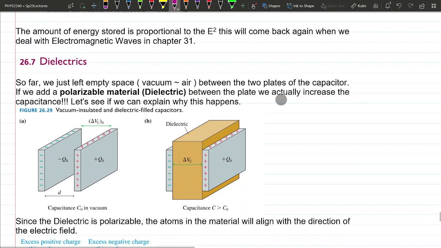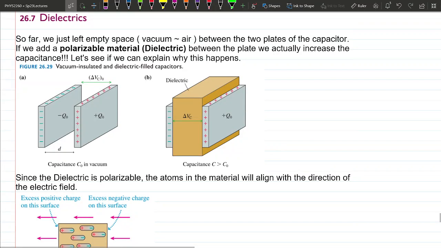Right, before we leave chapter 26, I want to cover one more thing that Alwyn mentioned last Thursday, but we didn't get to cover it. So you get to watch it at home on video. It is what is between these two parallel plates that we just made. By default, in our derivation, we just assume there's nothing between the two.